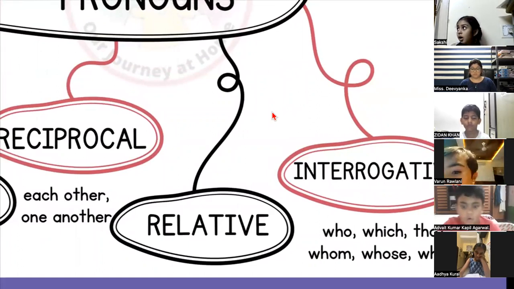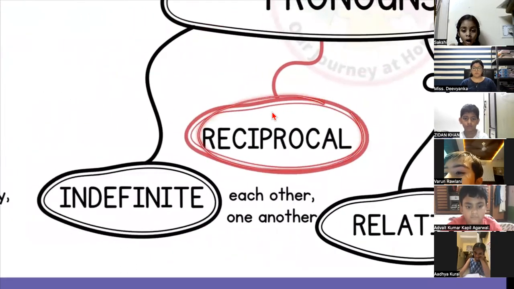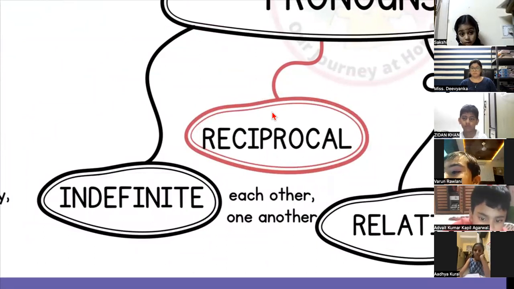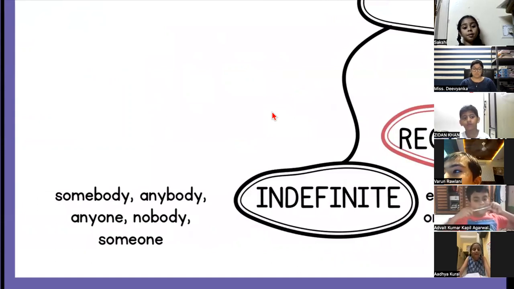Who? Which? That? Whom? Whose? Where? Very good. And can you also read reciprocal pronouns? Each other, one another. Correct. And Adya, the last one, darling, indefinite pronouns. Somebody, anybody, anyone, nobody, someone.